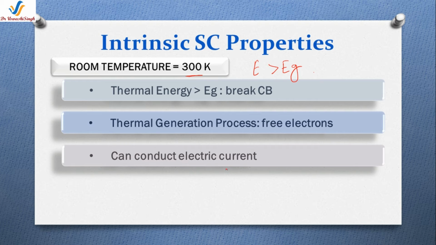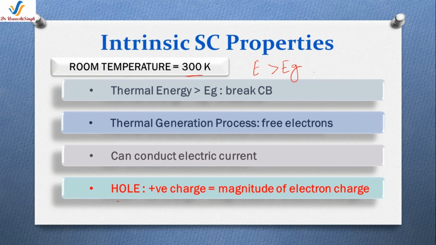Okay, what will happen when the electron leaves its parent atom? There will be a vacancy, and this vacancy is called a hole. A hole is also a carrier of the current, and this hole has equal charge in magnitude to the electron but in opposite polarity, that is, positive. Now let's see the silicon 2D crystal structure.